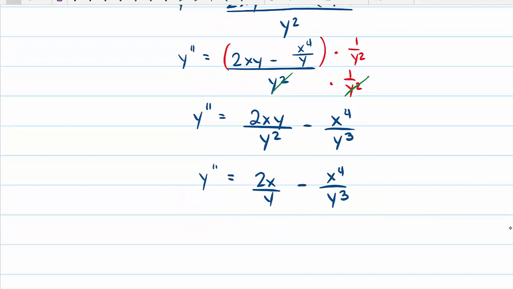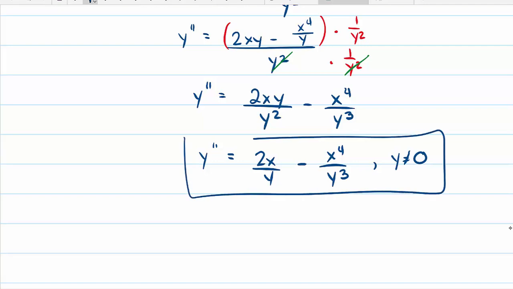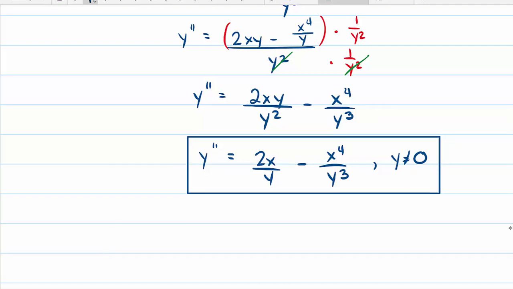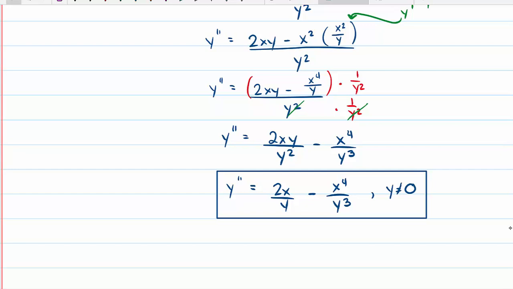And we're almost done. The only thing is we need to make sure that we write exclusions, because the only number that y cannot equal is 0, because it's in the denominator. And the question is, is there anything that the numerator can't be, or that x can't be? And the answer is no, because it's in the numerator. So any number in the numerator is okay. All right, good. Pretty straightforward. All you're doing is taking the derivative twice and then plugging in for that y prime.